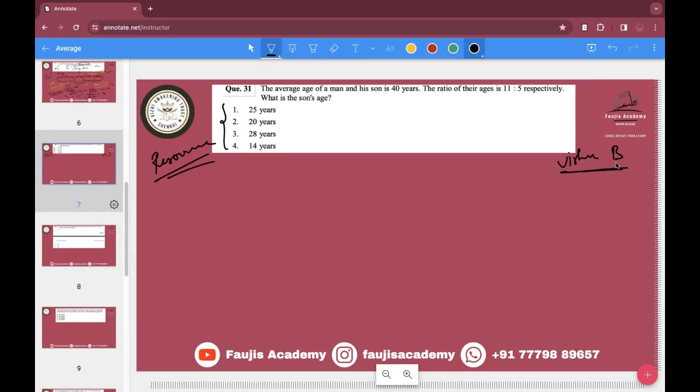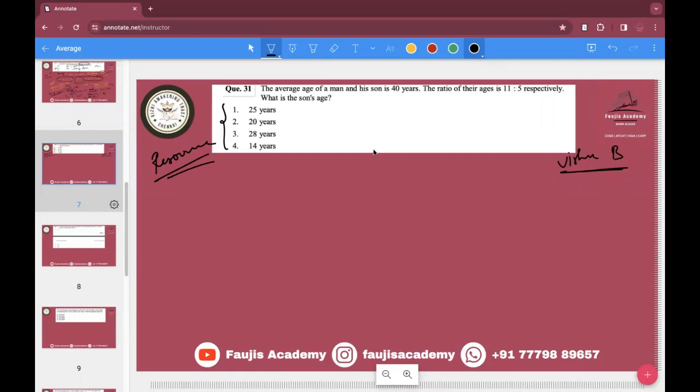Okay. Yes, sir. There are 2 persons, sir. His average is 40, so 2 into 40 is 80. The ratio is 11:5, so we consider 16. 16 is equal to 80. They're asking for the son's age, which is 5, then 5 we find it. Then your answer is 25. Yeah, that's it.